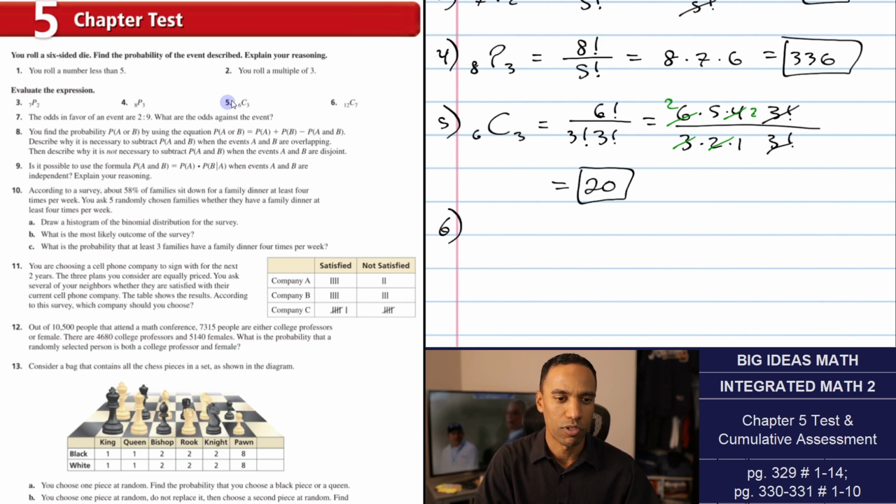Number 6, we have 12 choose 7. That'll be 12 factorial over 7 factorial times 12 minus 7 factorial.